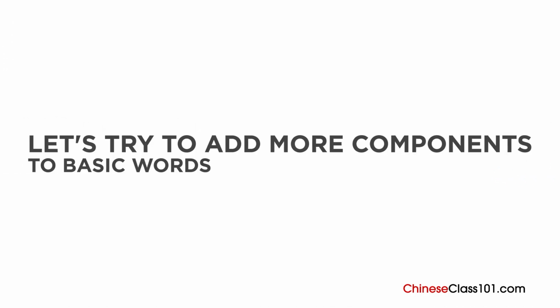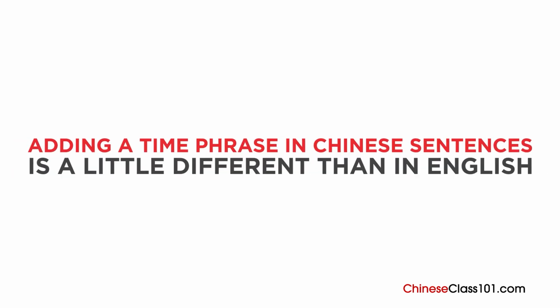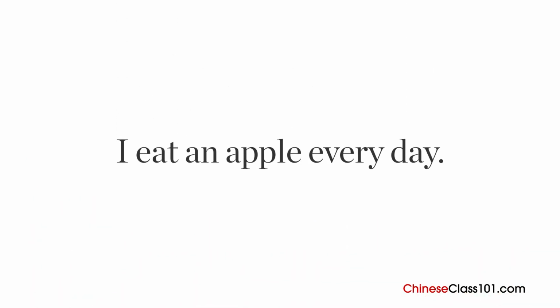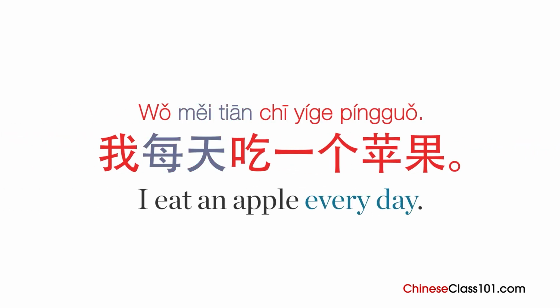Let's try to add more components to basic words to make longer sentences. Adding a time phrase in Chinese sentences is a little different than in English. In English, we put the when phrase in the last part of the sentence. For example, I eat an apple every day. In Chinese, we put the time phrase after the subject. So we need to put every day after I. So we have 我, I, 每天, every day, 吃, eat, 一个苹果, an apple. Subject plus time phrase plus verb plus object.